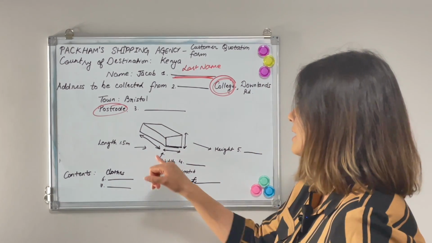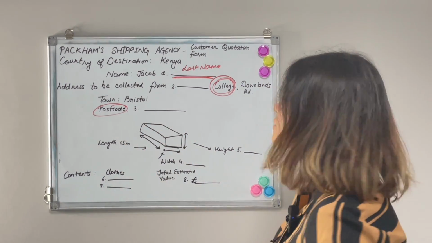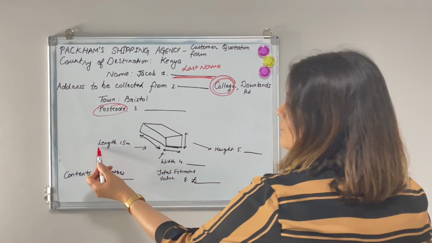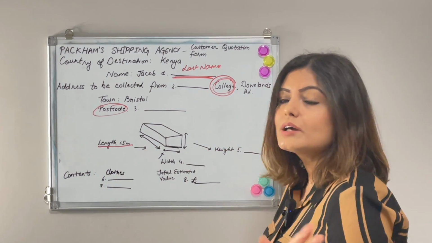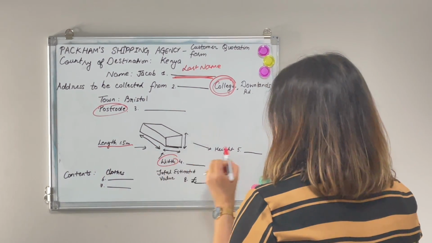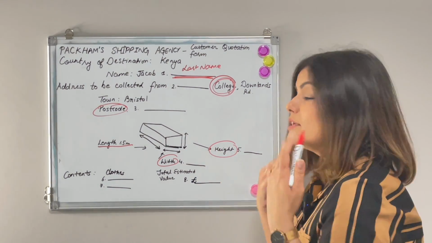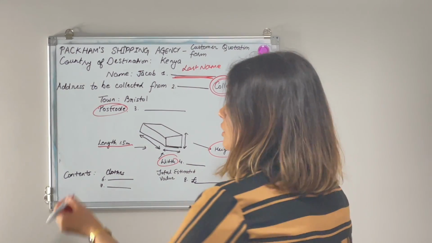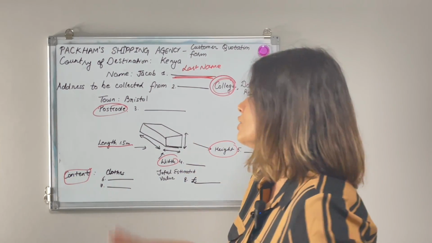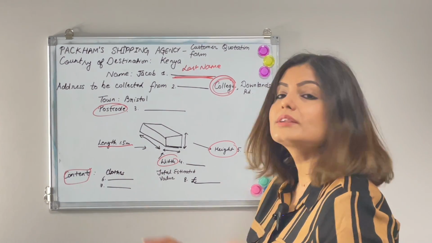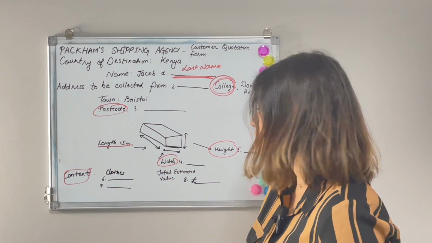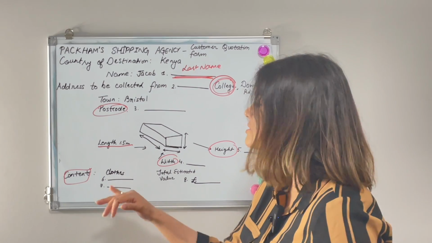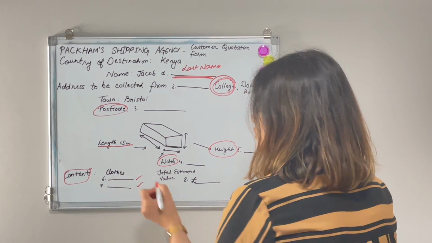And then they are talking about the dimensions of the product. So now they have already mentioned the length. So when they talk about the width and the height of the product, that's what you need to focus on. And then they are talking about the contents in the container. So you have to focus on the different contents present in the container. They have already mentioned clothes, and then we have to look for another two.